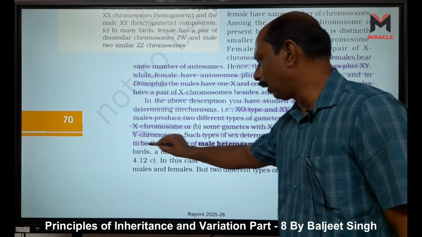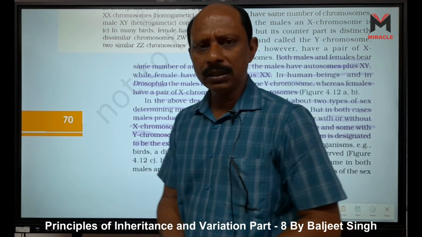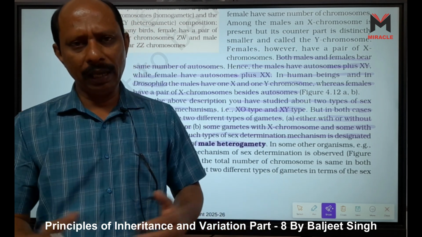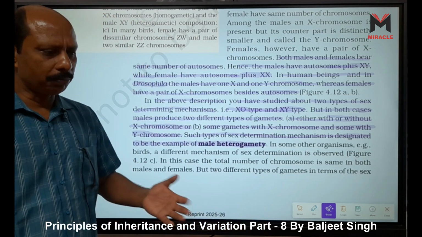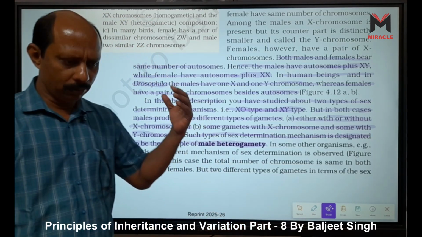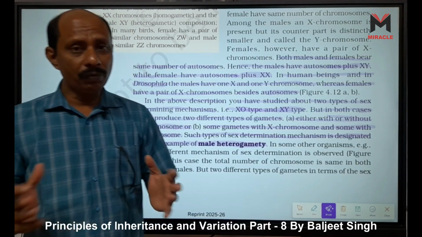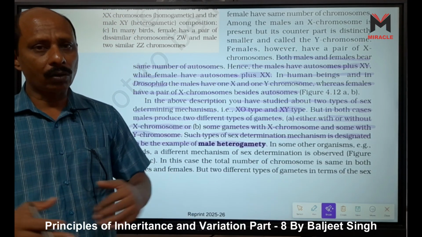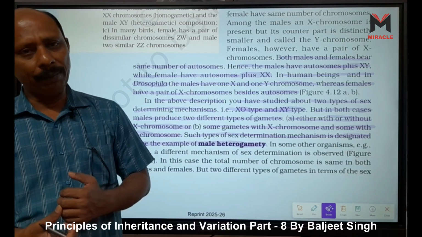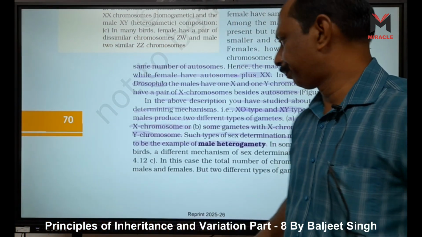That's why it is called male heterogamety, and I think you understand why. Hetero means different, gamety means gametes. Because they produce two different types of gametes, these are humans or mammals, Drosophila, or a second type, grasshopper. That's why males are called heterogametic, and this sex determination is also called male heterogamety.